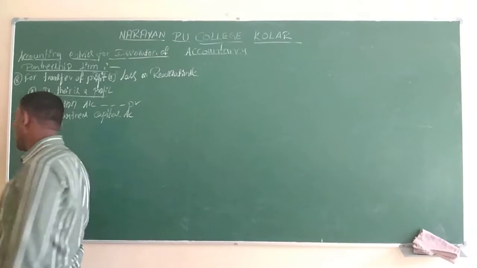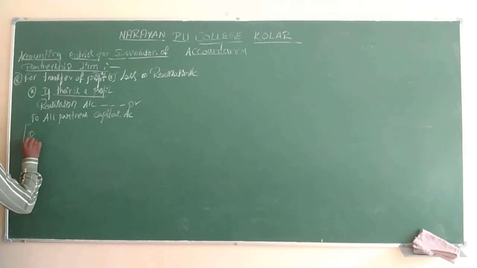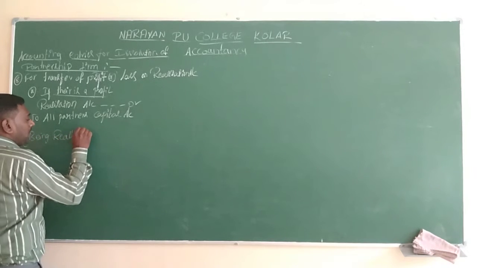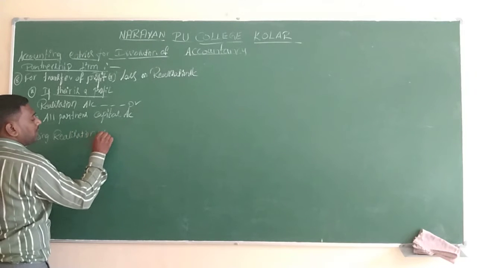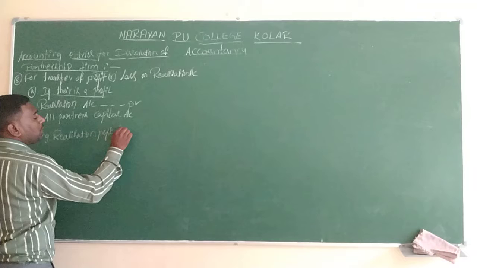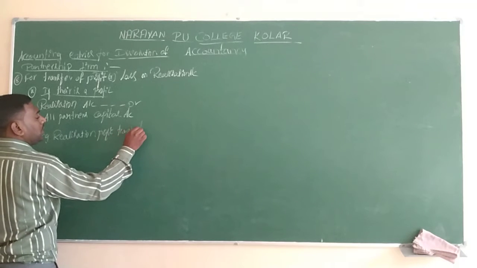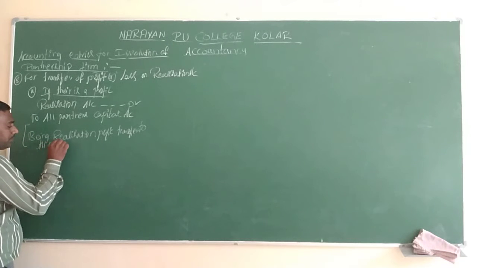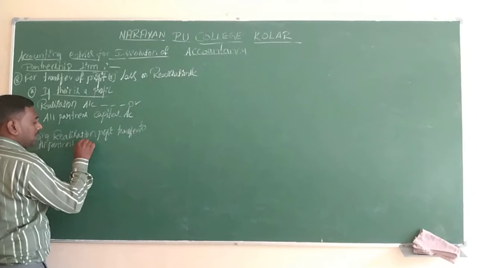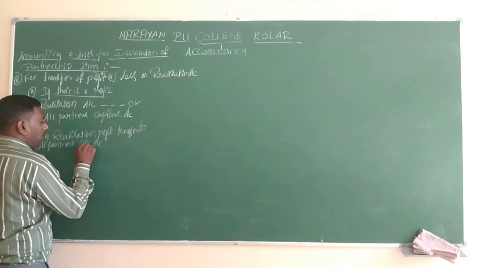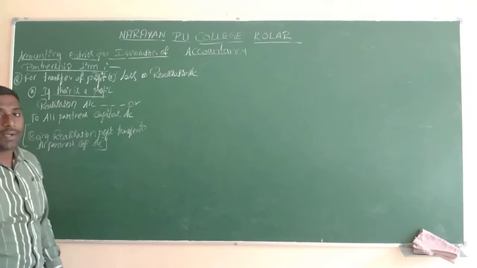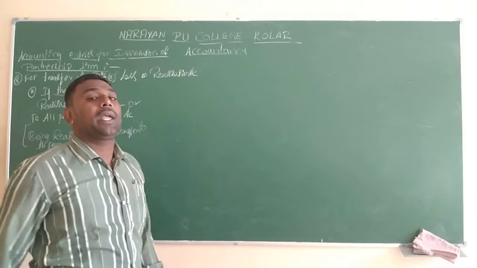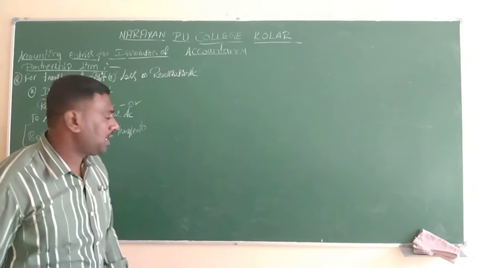For this we will also write the narration in brackets: being realization profit transferred to all partners' capital account. We will write the journal entry in this manner whenever we have to record any profit on realization.